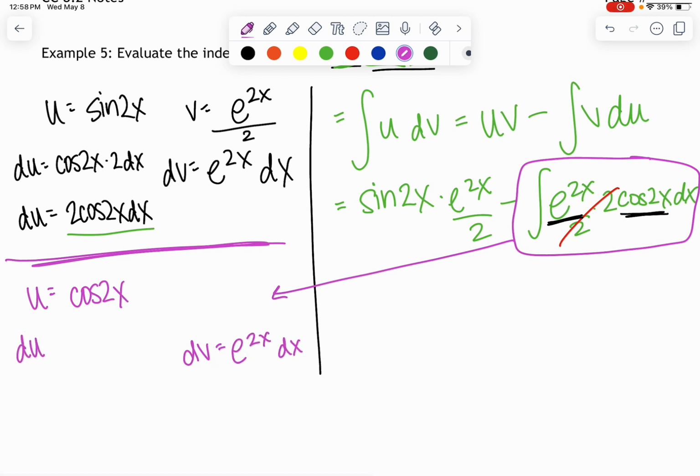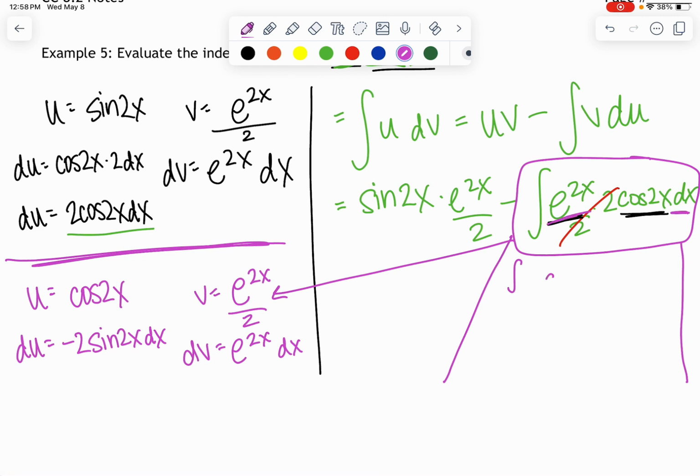I'll do my side work. So du equals the derivative of cosine of 2x, which is negative sine of 2x times 2 dx. And v is the antiderivative of e to the 2x, which is just copy it, and then the little shortcut is divide by the coefficient of x. So I've got that ready to go. Just going to work in my little purple rectangle. So the integral of e to the 2x dx, this part is dv, and then cosine of 2x is u.